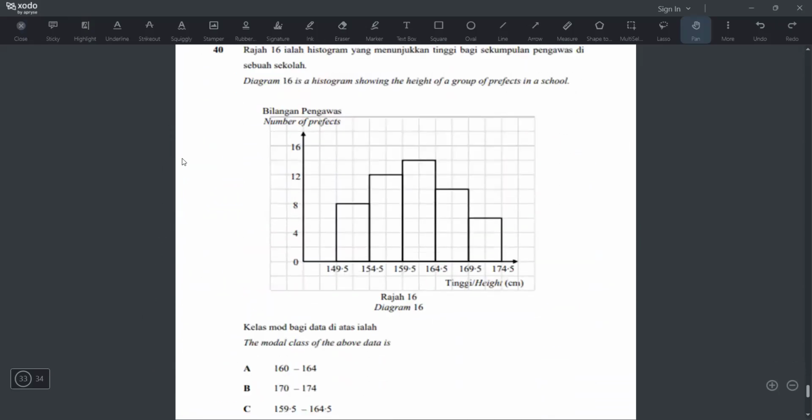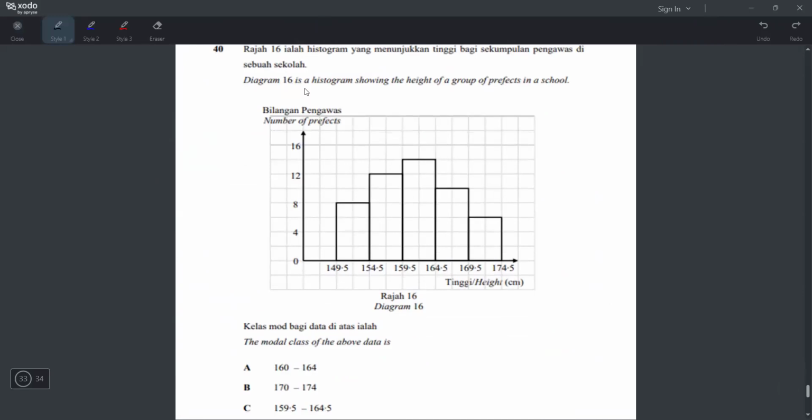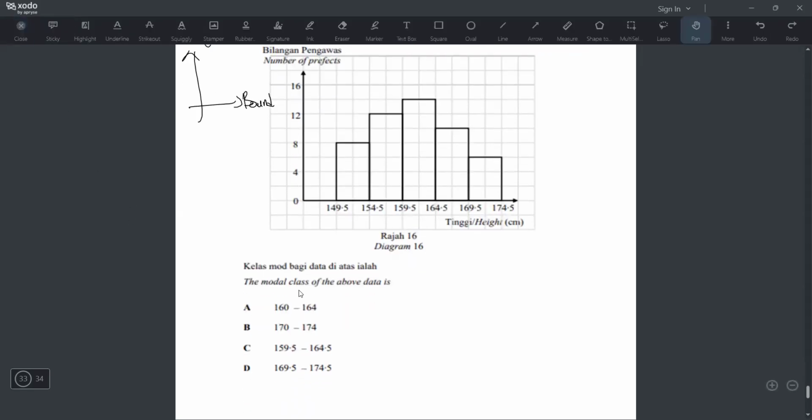Let's do the last question. Number 40. Diagram 16 is a histogram showing the height of a group of prefects in a school. Whenever I see a histogram, I will think about boundary. Because when we draw a histogram, we will use the boundary in the x-axis, and the y-axis we will use the frequency, right? And the boundary, you have to use both the lower boundary and the upper boundary, right? Okay, now it says here the modal class of the above data is, and then they give you A, B, C, D here.